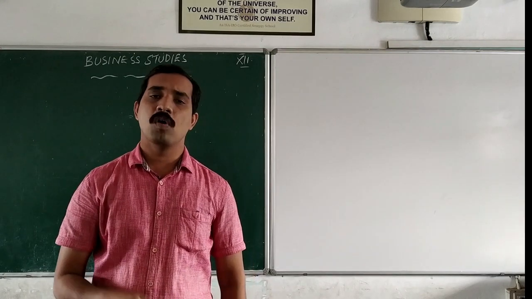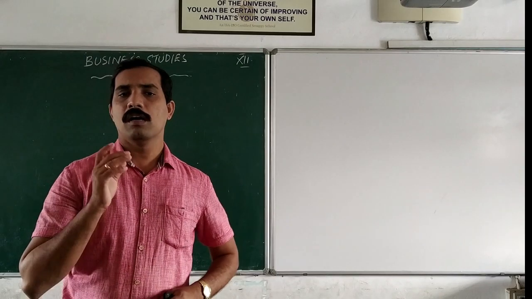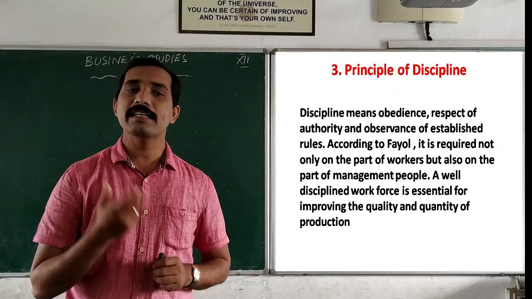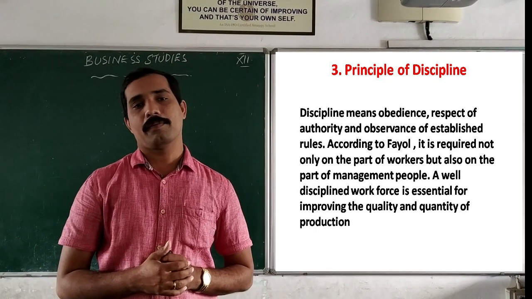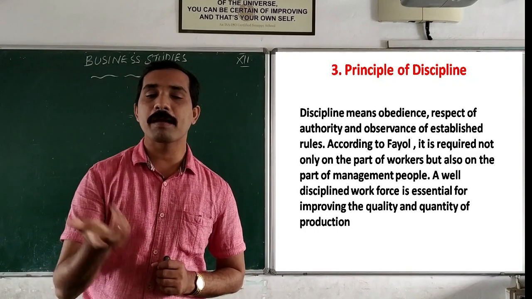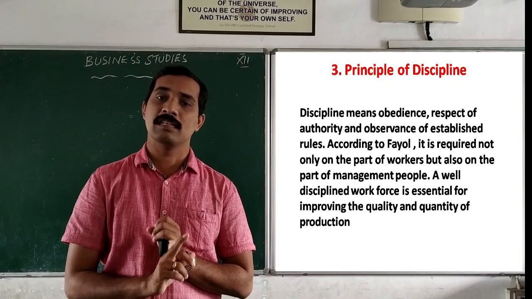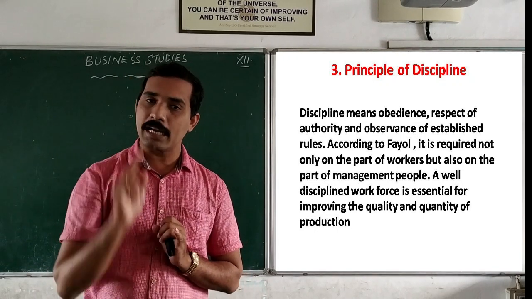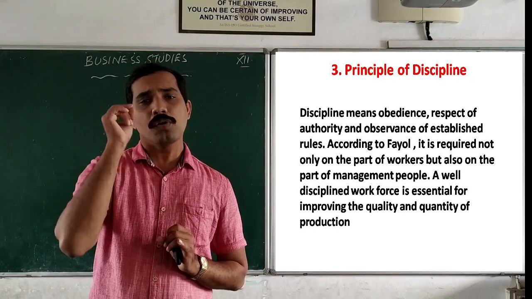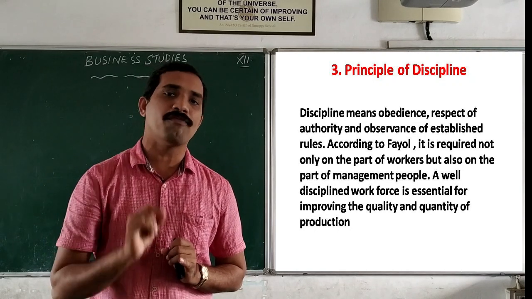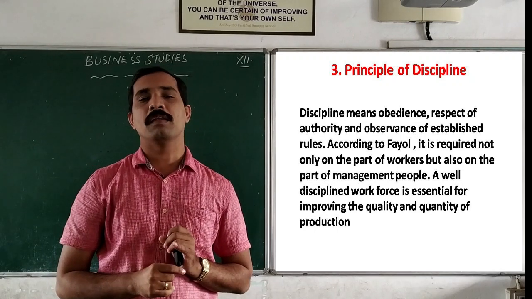Okay. Next one, third principle, discipline. So, what is discipline? Discipline means obedience, respect of authority, and observance of established rules. Isn't it? So, according to Henry Fayol, discipline is required not only on the part of workers but also on the part of management people.